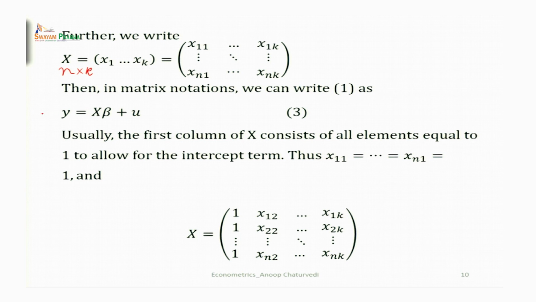So, this is the final form of the model which we are going to use for different purposes, for the estimation purpose, etc. And then as I mentioned earlier, the first column of X consists of all elements equal to 1 to allow for the intercept term. That is, we take x11 equal to 1, x21 equal to 1, so on xn1 equal to 1. So, the matrix X has the first column with all elements equal to 1, and then you have x12, so on x1k, x22, x2k, so on xn2, so on xnk. This is an n cross k matrix. So, usually we take the first column of X as 1 1 1.